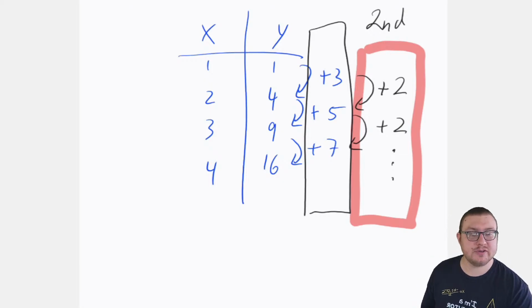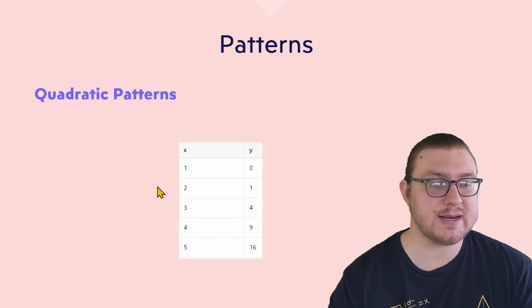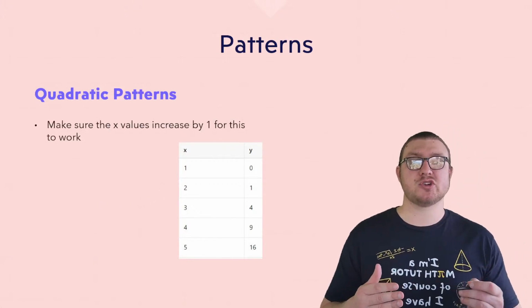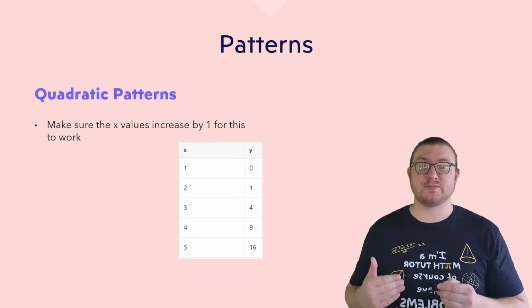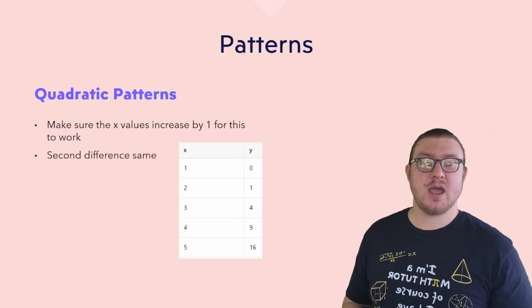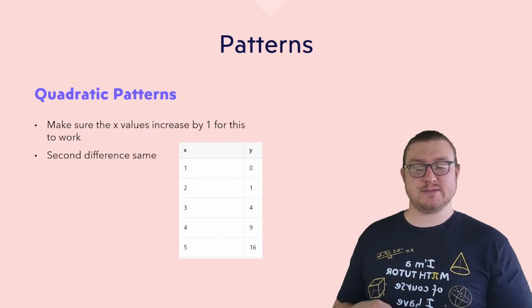So let's have a look at our information. Here we've recognized that this is a quadratic pattern. Now again, make sure that the values for x increase by 1 each time, or the difference check doesn't work. Now for quadratic, we check that the second difference is the same.